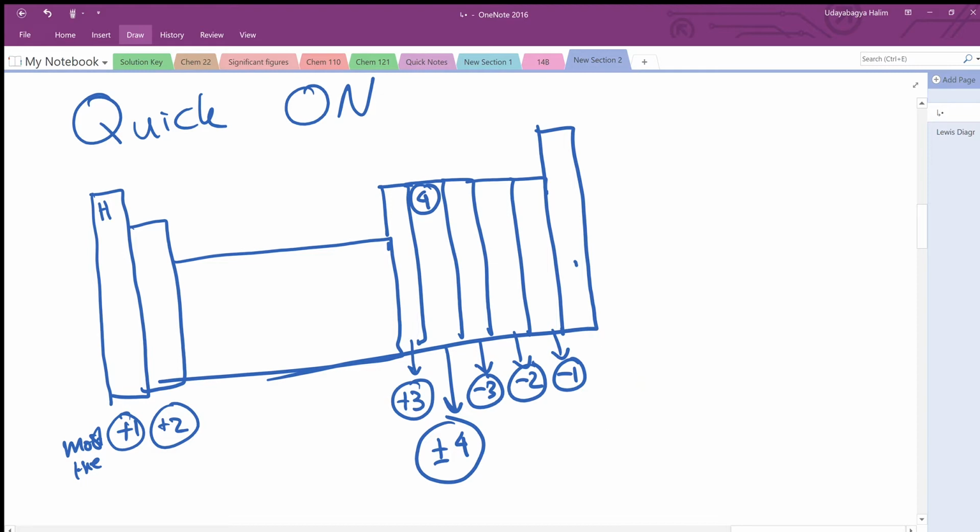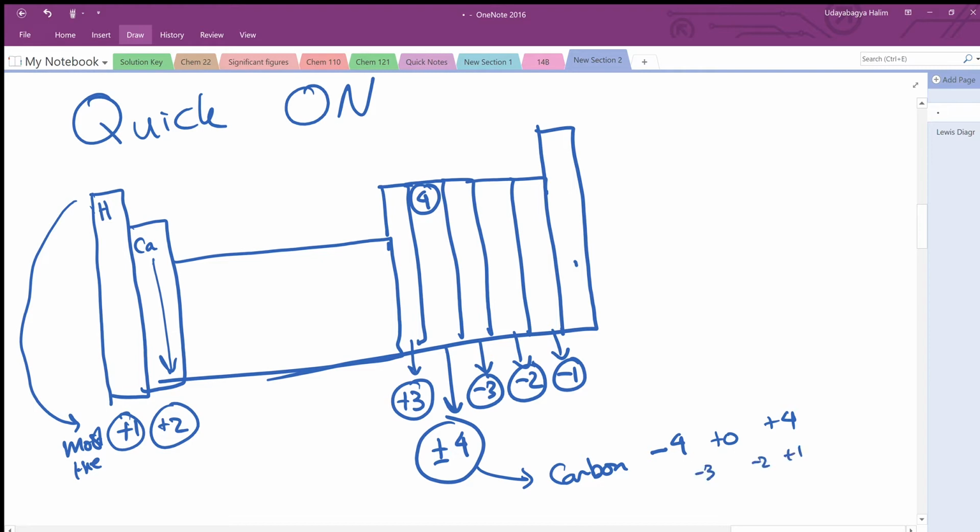Okay. So when you're looking for oxidation number, this is a pretty good guide in terms of what you're going to have. So for example, hydrogen is most likely to have a +1 charge. Calcium, which is over here somewhere, is going to have most likely a +2 charge. Carbon can have anywhere between -4 all the way to +4, which is why carbon is a bit more annoying. And the rest is -3, -2, -1, 0.